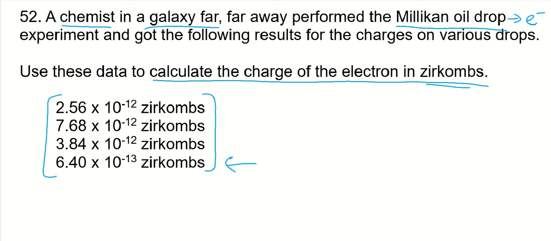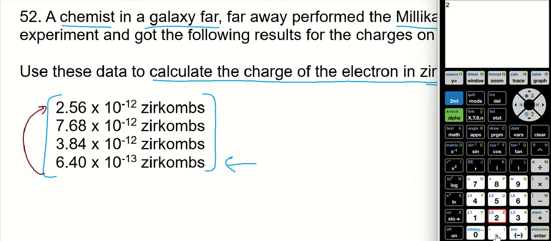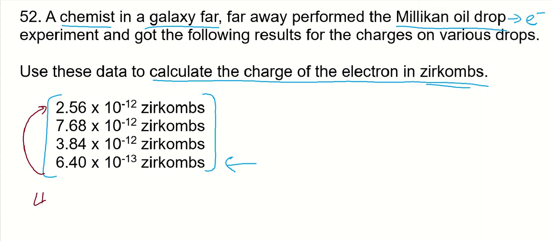Let's switch up the colors. All right, let's see if it goes into that number. Put the bigger number on the top, times 10 to the negative 12, divided by the smaller number, times 10 to the negative 13. 4 times. All right, so 4 times.